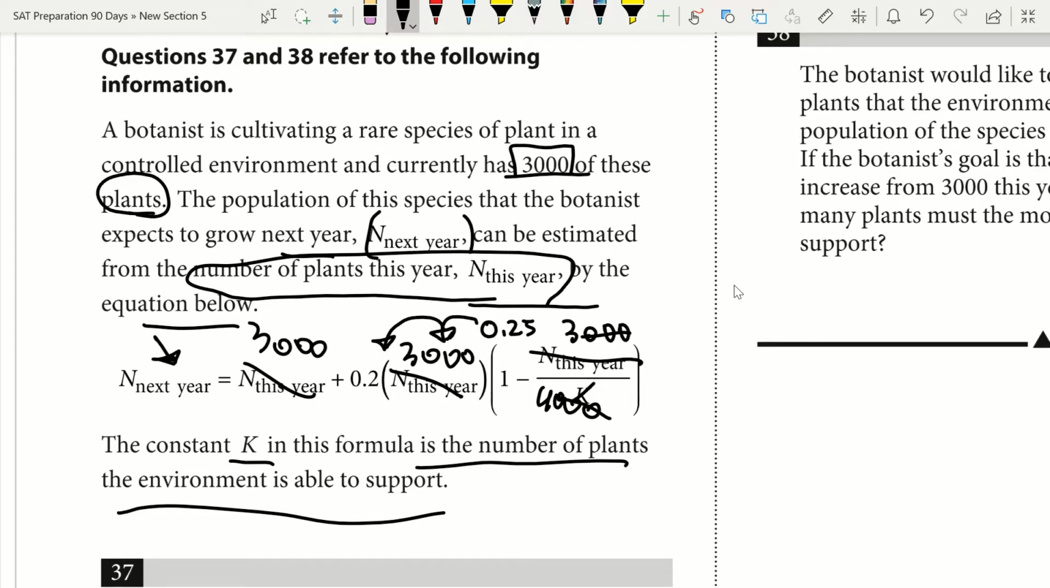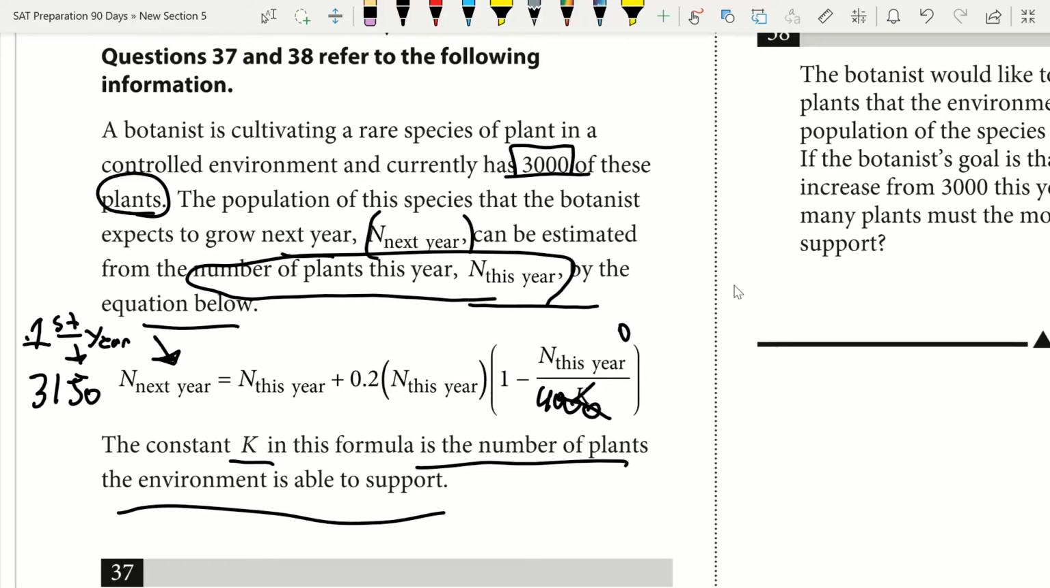I'll plug that in my calculator real quick. I got 3,000 plus 0.2 times 3,000 times 0.25. I do that, and that's going to get me 3,150. Okay, so that's my first year. I'm going to mark that with a 1, call that first year. After my first year, I got 3,150. Now I'm going to take that and plug it in for this year's.